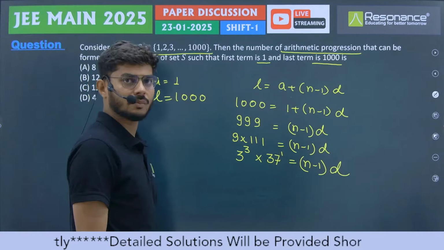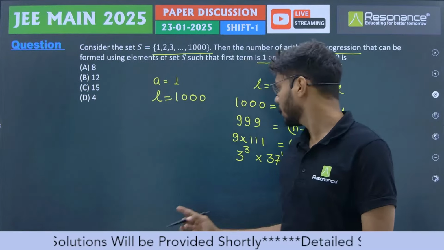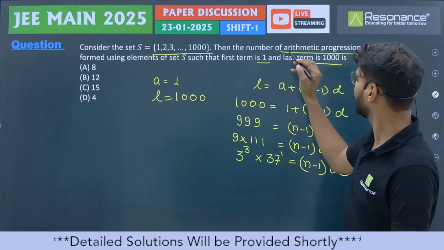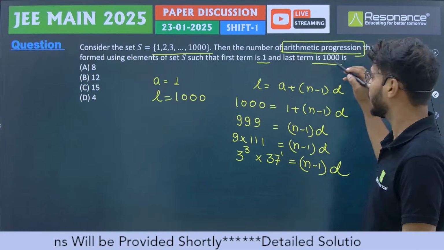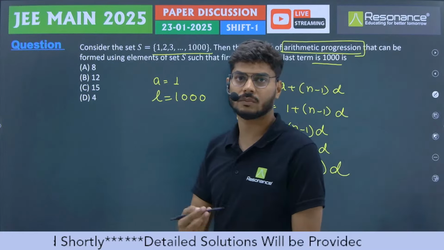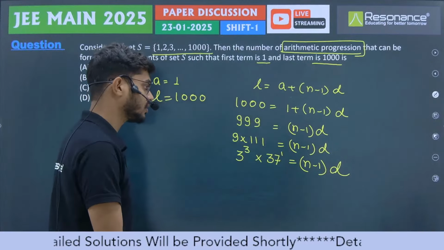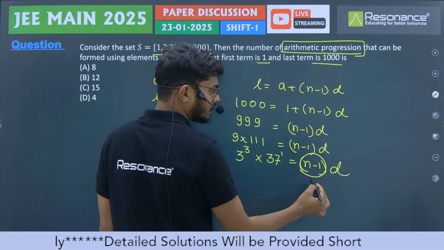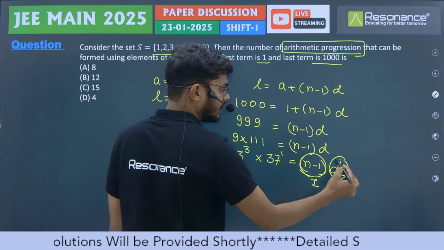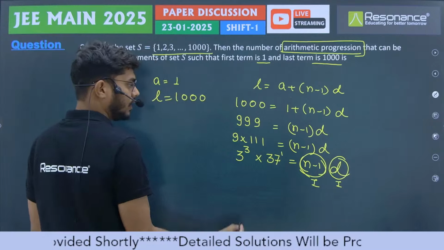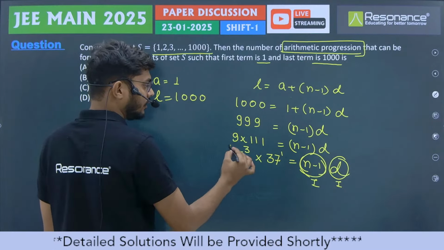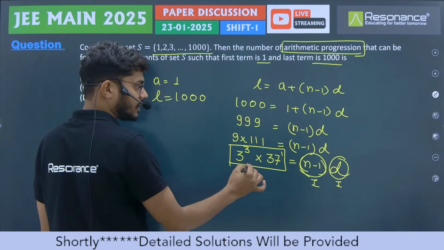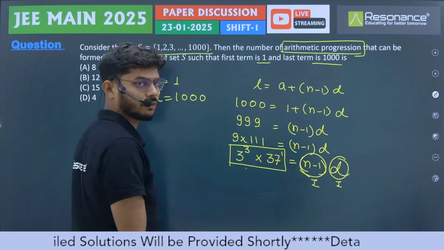So I got n minus 1 into d is nothing but 3 to the power 3 into 37 to the power 1. What they ask is the number of arithmetic progressions. If our d is going to change, the number of arithmetic progressions is going to change. So how many such d are possible? I can say this is also an integer quantity, this is also an integer quantity. So basically, we have to find how many divisors of this number are possible. The number of divisors will be nothing but the number of possible values of d.